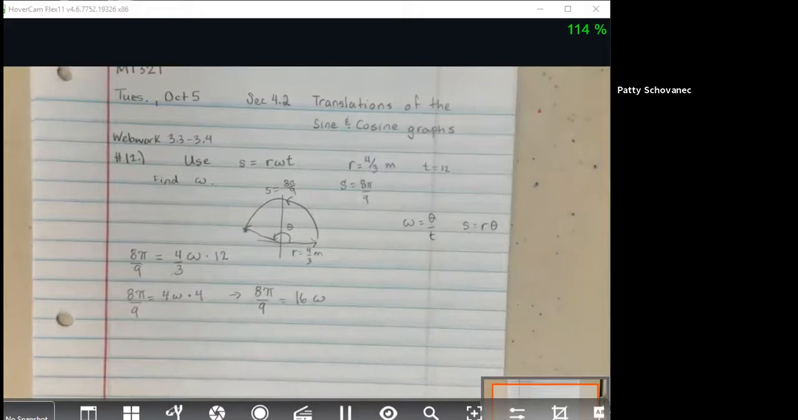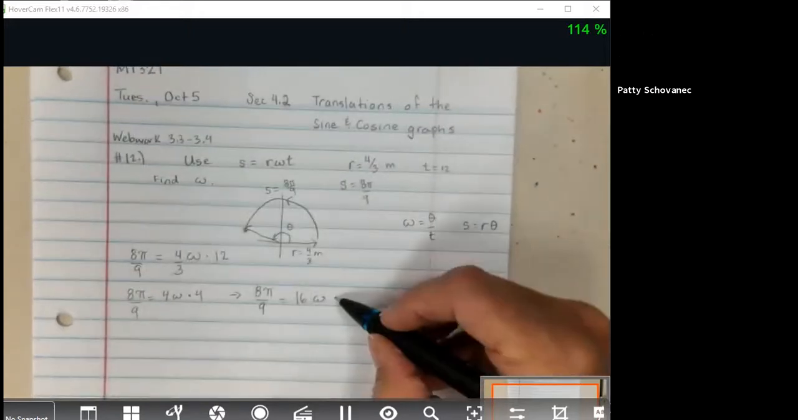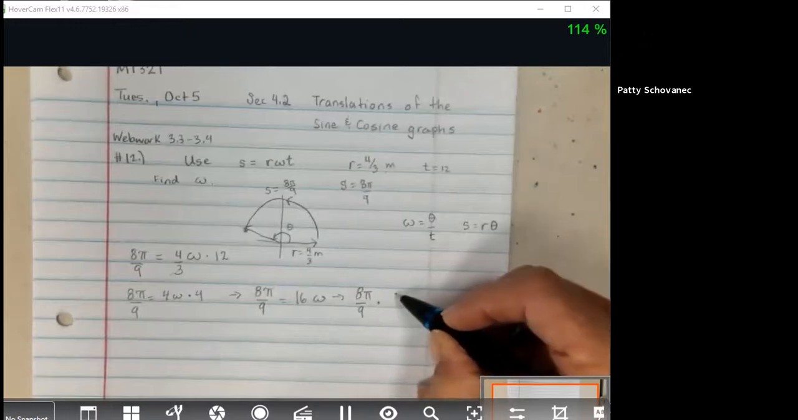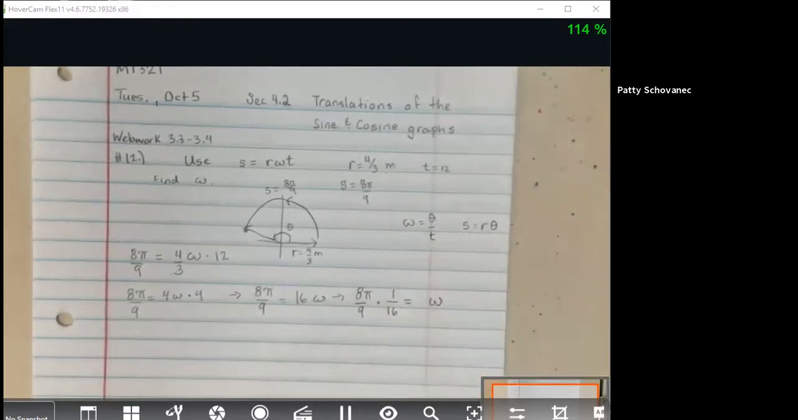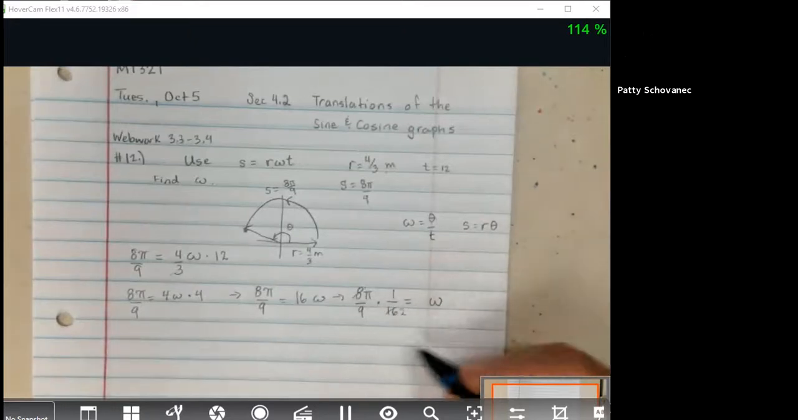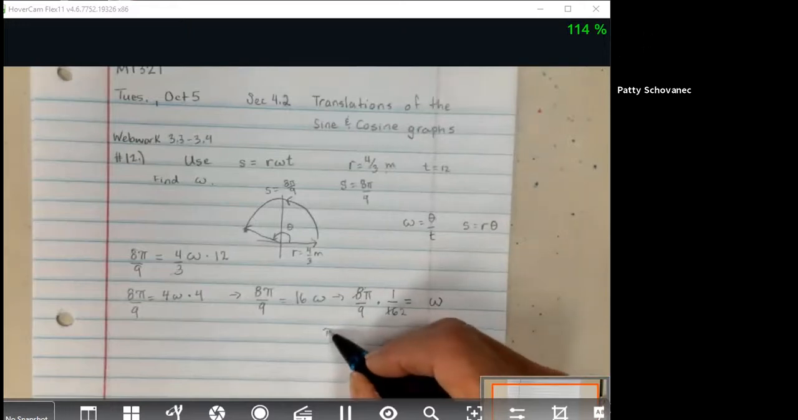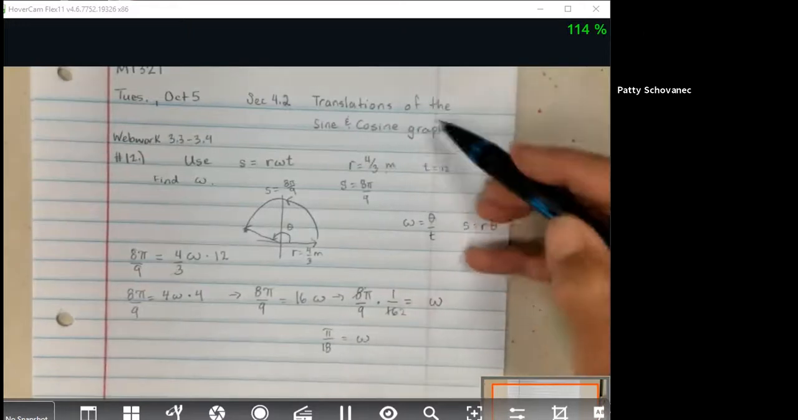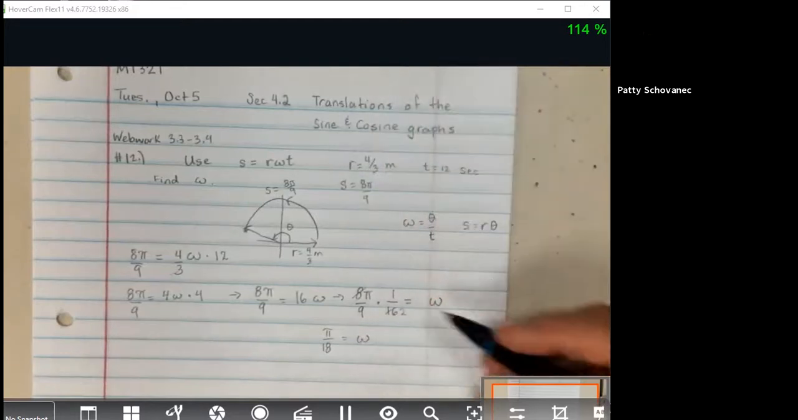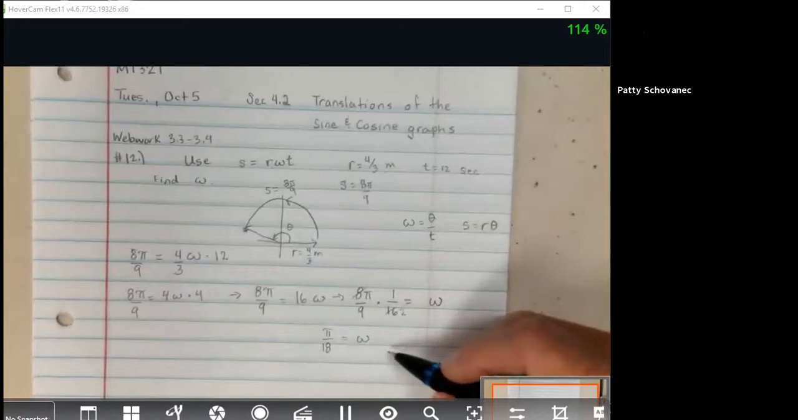Now I'm going to divide both sides by 16. I'll write it like this so you can see where I cancel. 8 goes into 16 twice, so I get pi over 18 as omega. And that's going to be in units of radians per second, since it's an angular measurement.